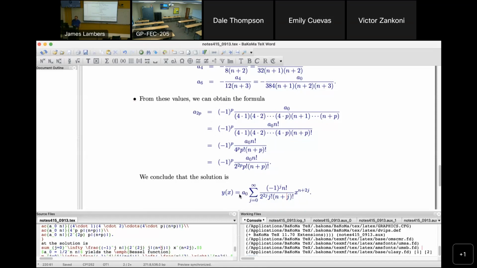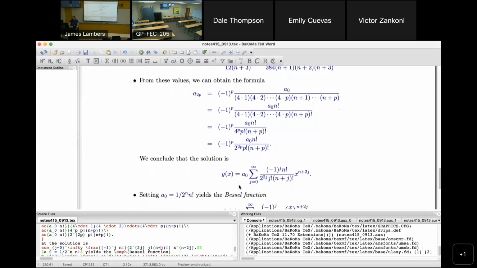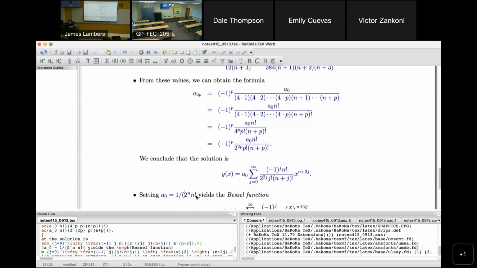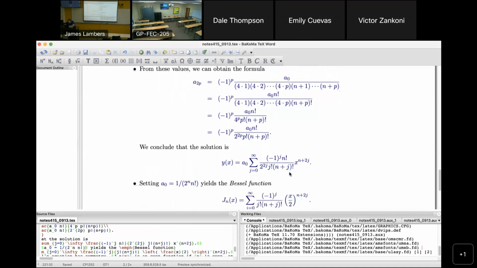Now A0, I'm free to choose it however I like, as long as it's non-zero. So I'm going to choose something that's convenient. I have this n factorial that I can cancel. So I set it to, whoops, need to put that in parentheses, 1 over 2 to the n factorial. So the n factorial down below will cancel the n factorial up top.